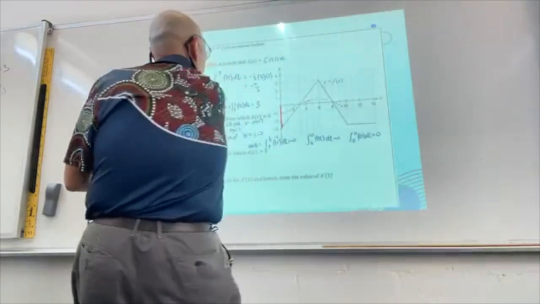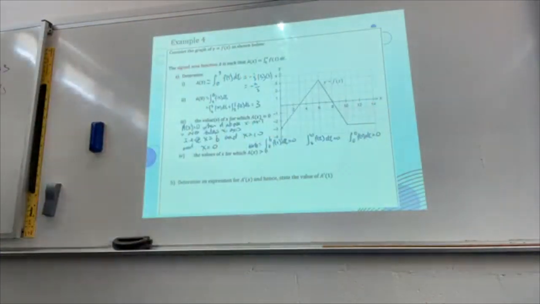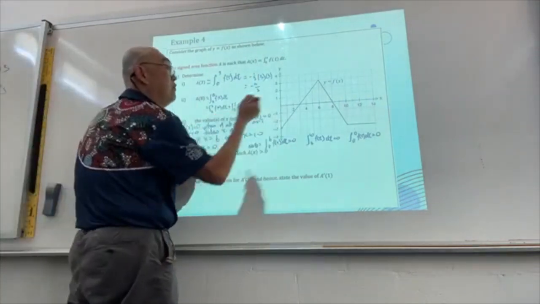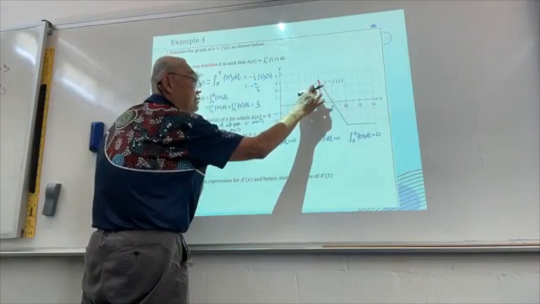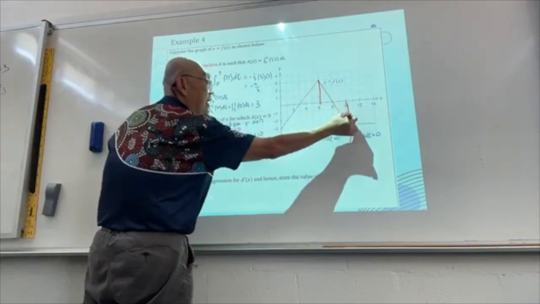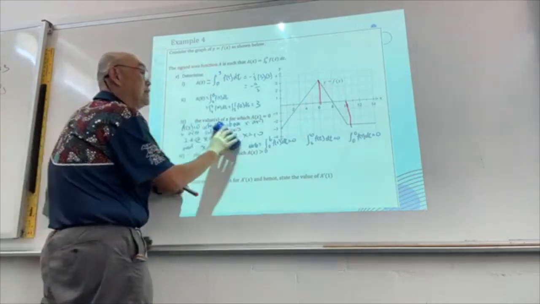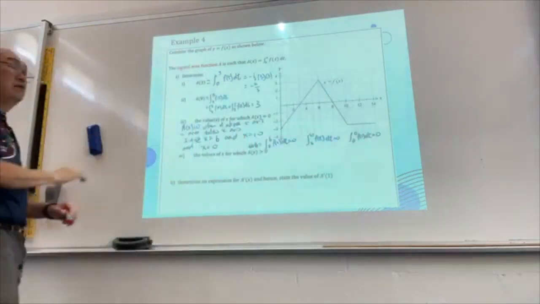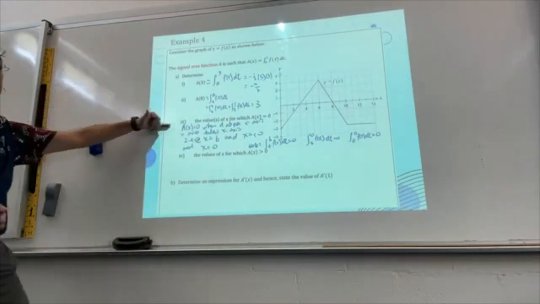So the value at this point, area equals 0. Value at this point, area equals 0, because this and this end up to be 0. And here, this and this add up to be 0. So it's 6, 10, and 0. All right? This is important for you to know because it will link to later.